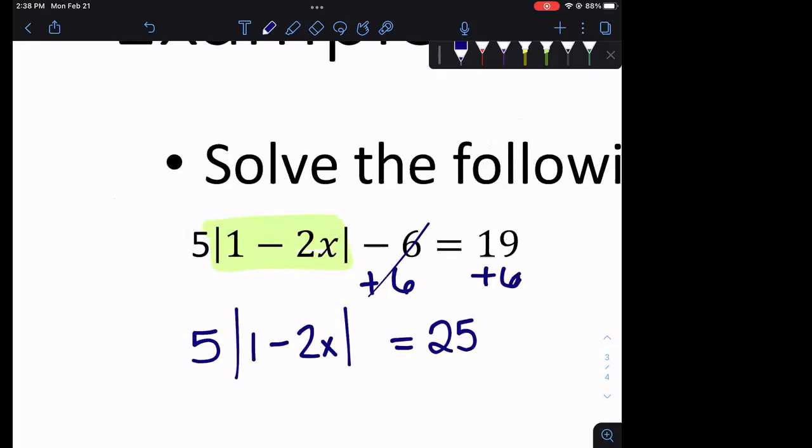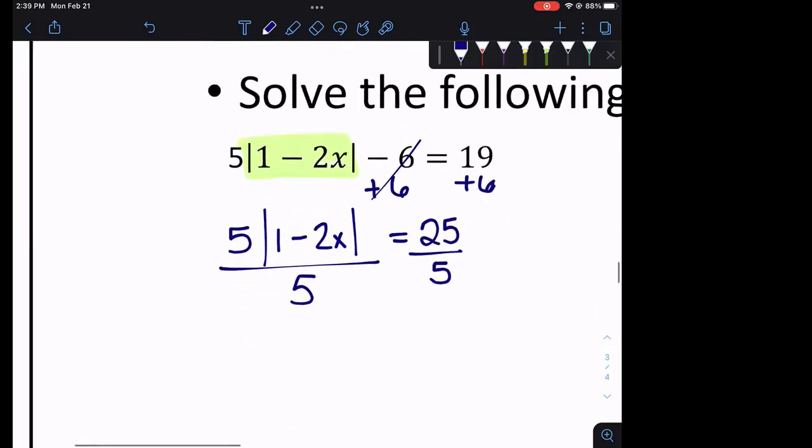So that's going to give us 5 times the absolute value of 1 minus 2x equals 25. And now that we have this, we want to eliminate the 5 that's sitting out front. So in order to eliminate the 5 that's out front, we want to divide the left and the right side by 5. So on the left-hand side, the 5s are going to cancel. And we're going to have the absolute value of 1 minus 2x equals positive 5.